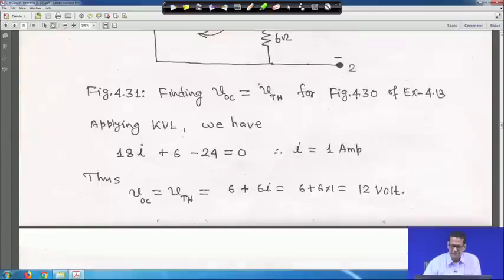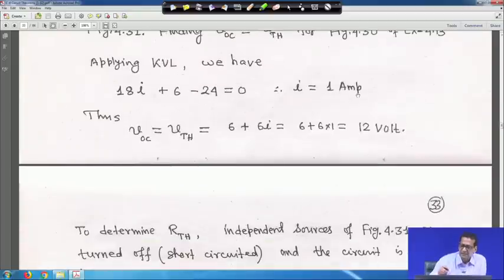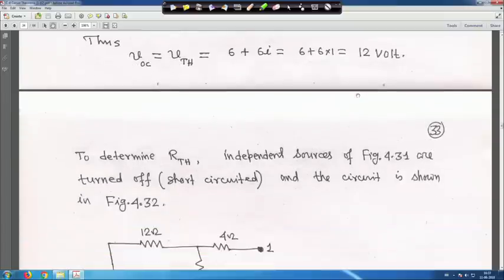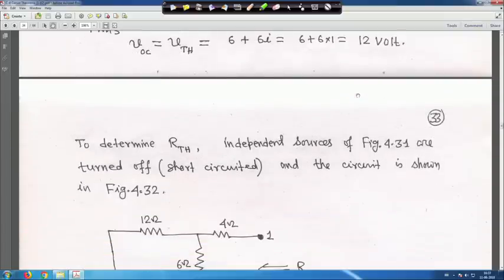If you come here, that V Thevenin, the way I showed you, has been computed as your 12 volt, right. This is your V Thevenin is equal to V OC is equal to 12 volt, same thing. Next we have to compute R Thevenin.